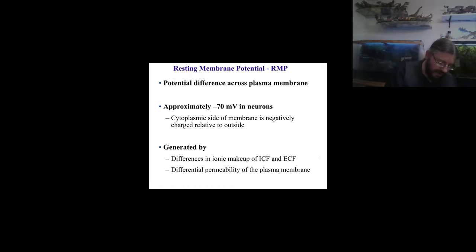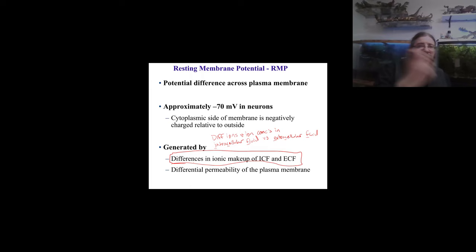So different ions and ion concentrations in intracellular fluid, ICF, versus extracellular fluid, ECF, right? So that's one way we have our differential charge, right? Differences in calcium, potassium, sodium, and various other ions, and different concentrations outside versus inside.